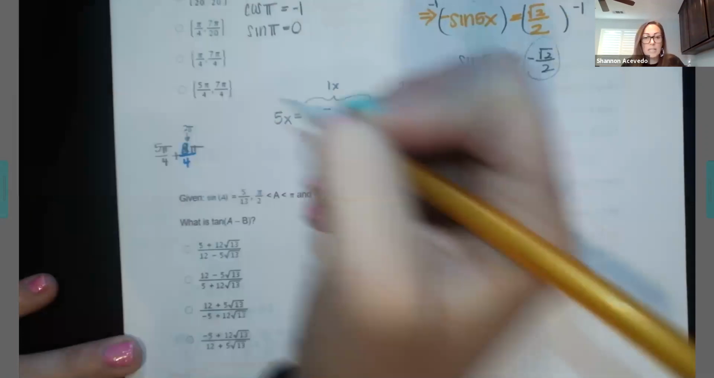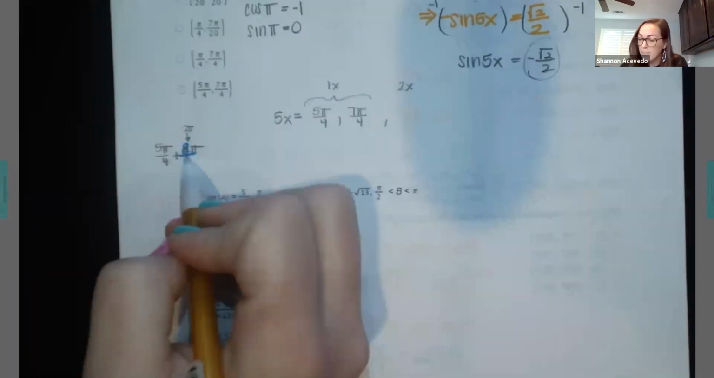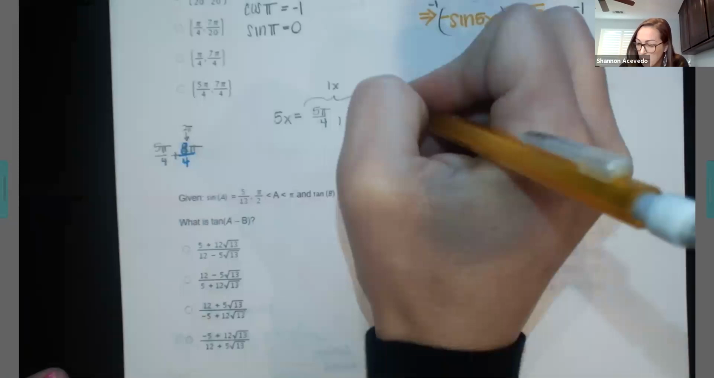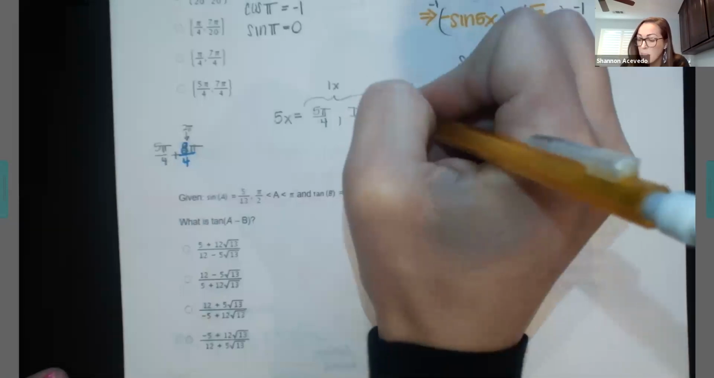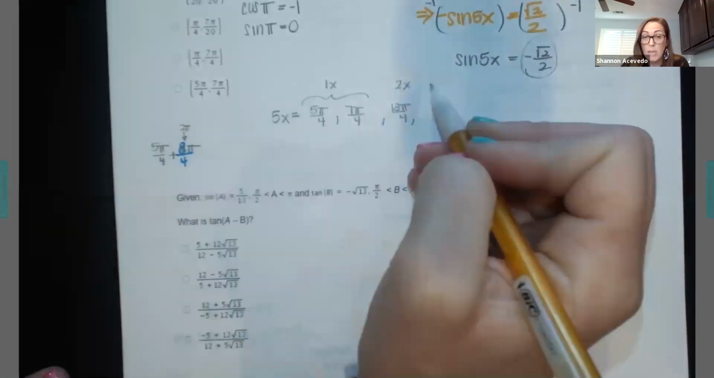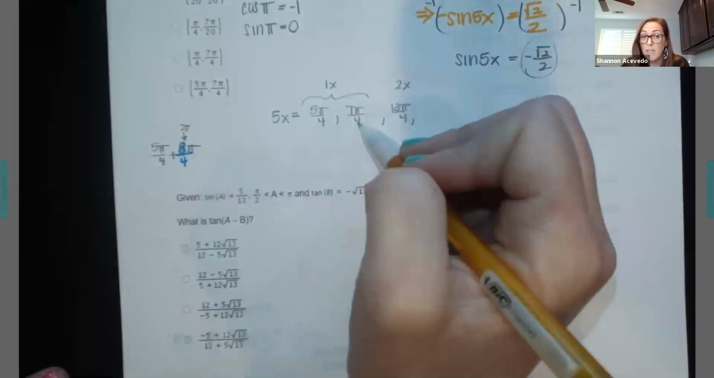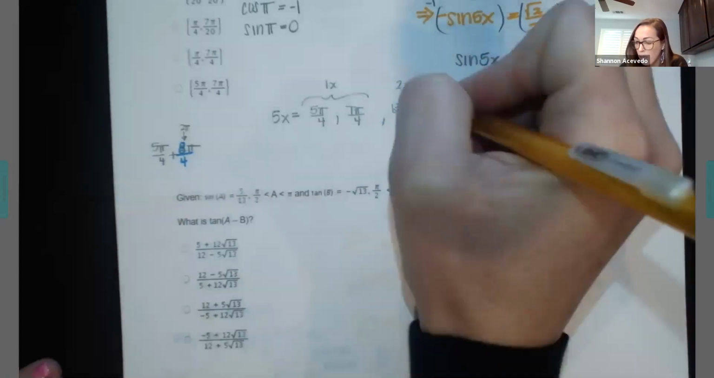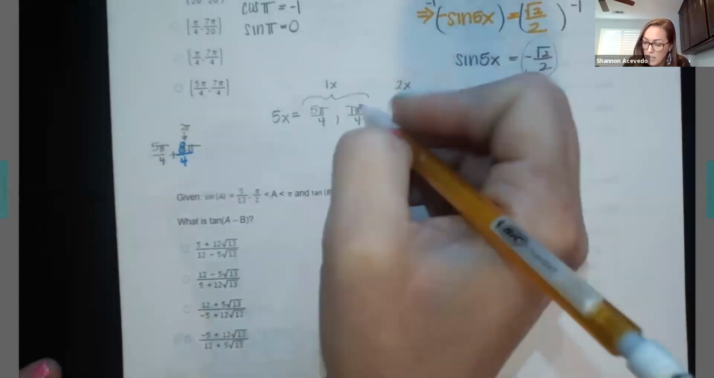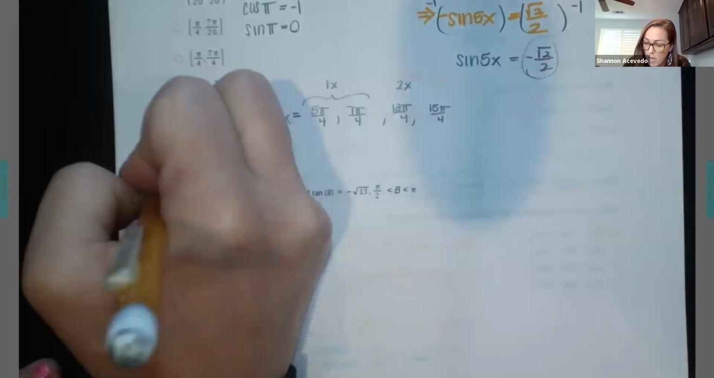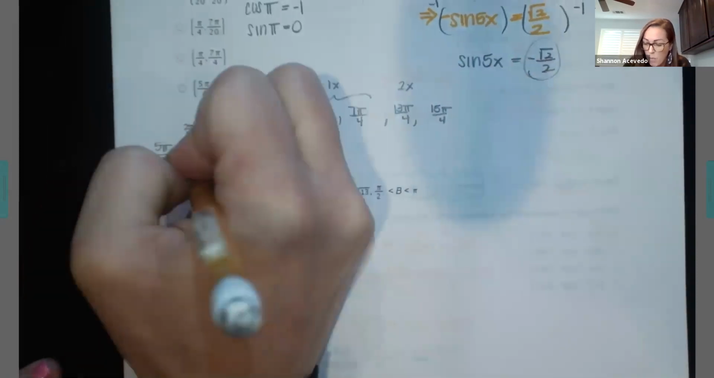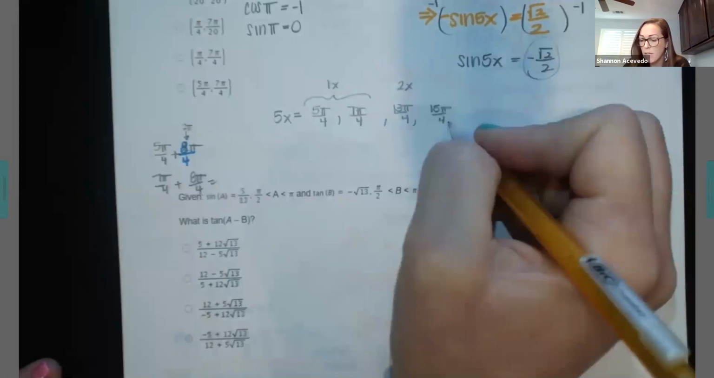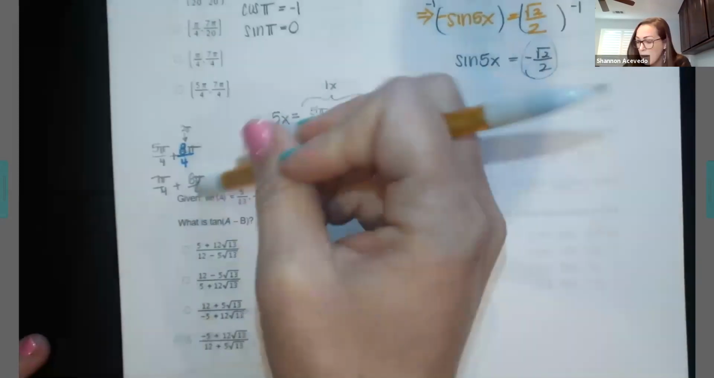So 5 plus 8 is going to give me 13 pi over 4. And then my next one would be 2 pi added to the 7 pi over 4, or 2 pi plus my 8 pi over 4. So it's going to be 15 pi over 4. Again, I added 2 pi to this 7 pi over 4 plus my 8 pi over 4 gave me my 15 pi over 4. So that's for the second time around.